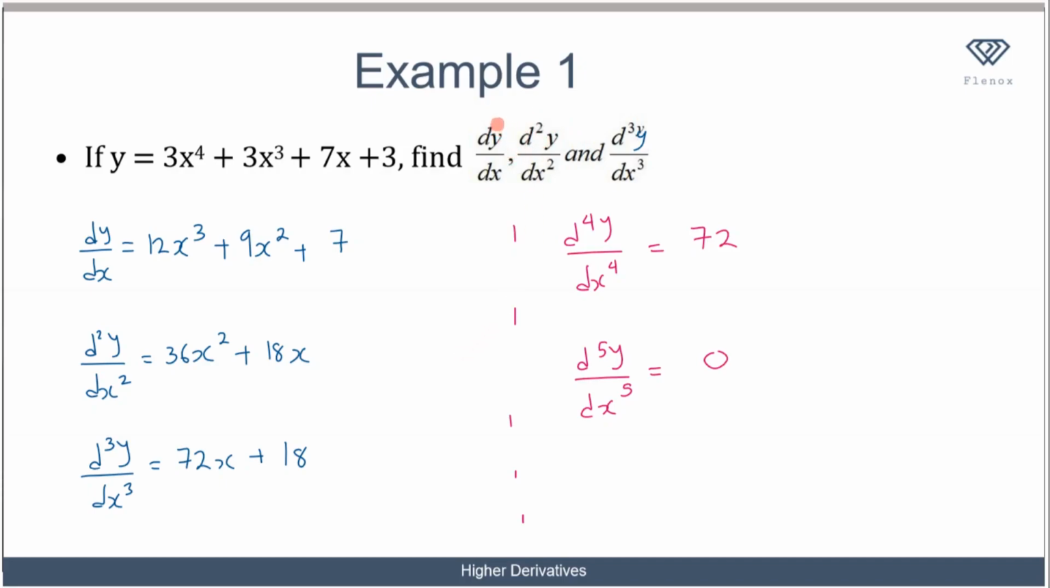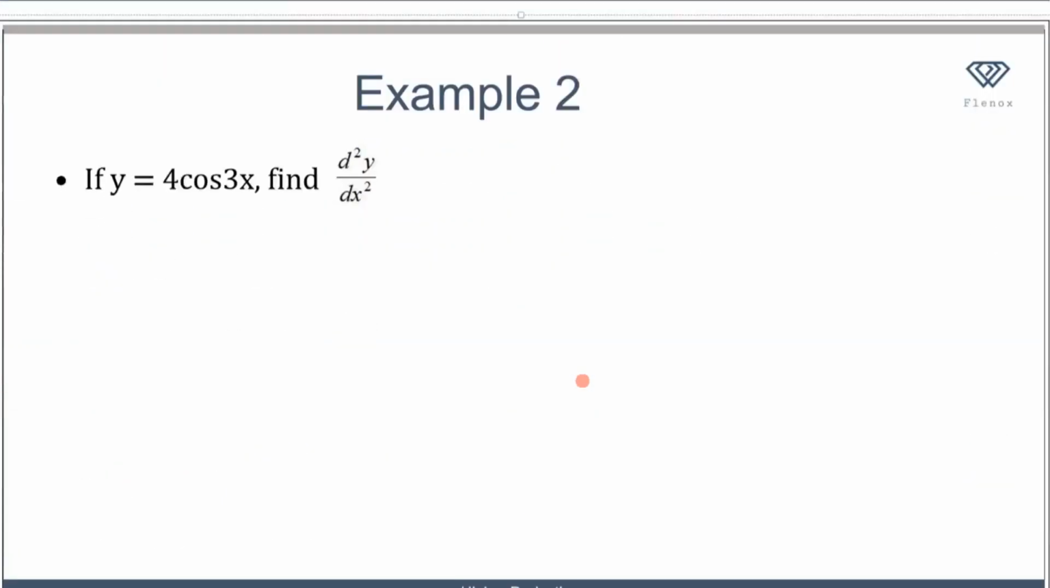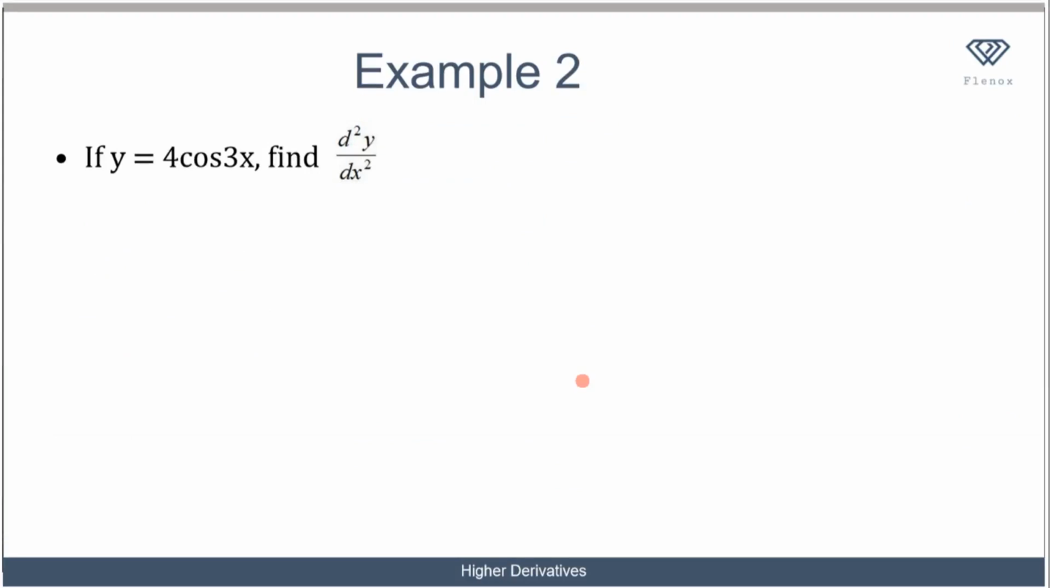If it is order of 1, we differentiate once. If it's order of 2, we differentiate 2 times. If it's 3 times, we differentiate thrice. If it is 5 times, we differentiate 5. And if it is n, we differentiate n times. So now let's look at a final example to illustrate the concept of our derivative.